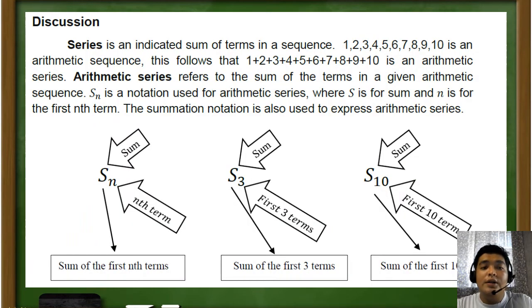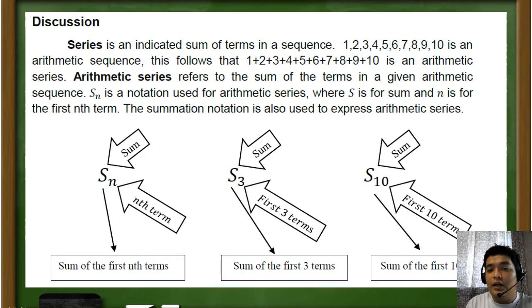Series is an indicated sum of terms in a given sequence. 1, 2, 3, 4, 5, 6, 7, 8, 9, and 10 is an arithmetic sequence. So this follows that 1 plus 2 plus 3 plus 4 up to plus 10 is an arithmetic series.